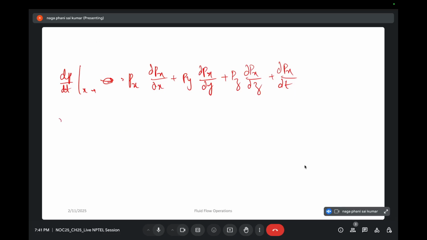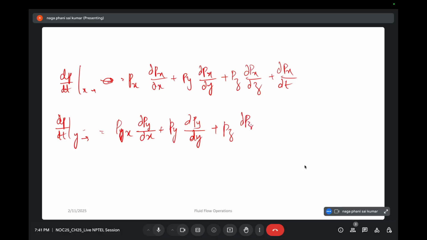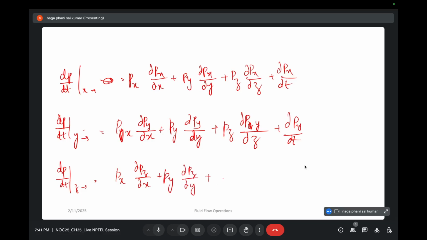This is for the y coordinate, and dP by dt in the y direction can be written as, and in the z direction you can write it as, okay.